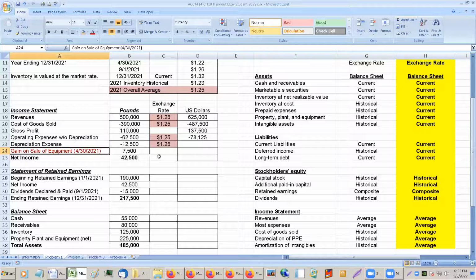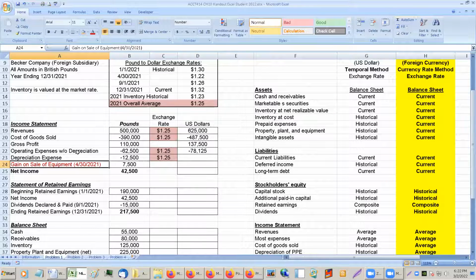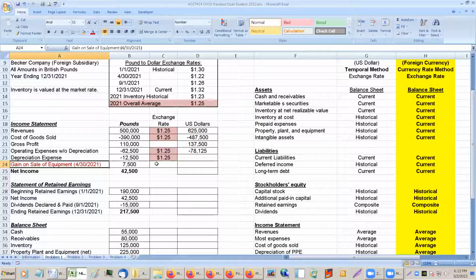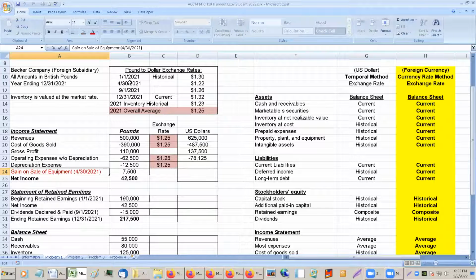this gain on sale of equipment. You'll notice that this did not happen throughout the year. This happened on 4/30/21. Because this is not a transaction that happened throughout the year, it's not like sales, it's only happened once and it happened on a specific date. We're going to take that specific date for the translation rate. Okay, so 4/30/21.